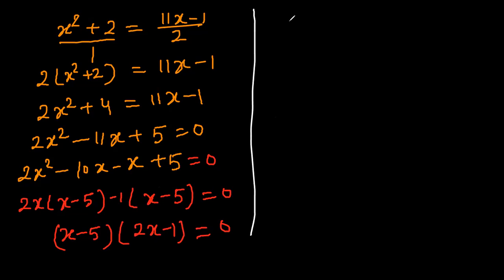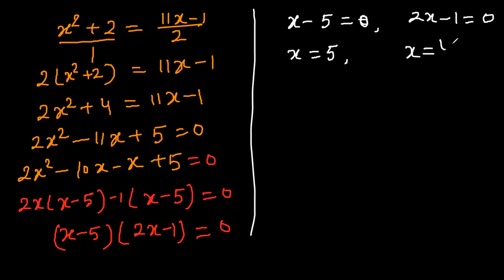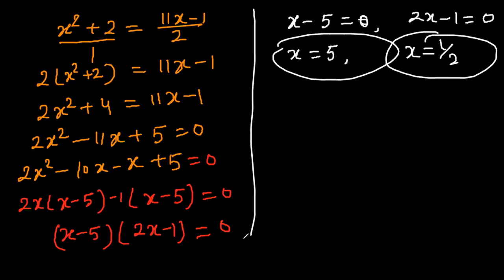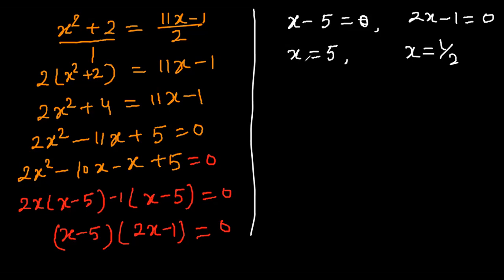That means either x minus 5 is equal to 0, or 2x minus 1 is equal to 0. This gives you x is equal to 5 or x is equal to 1/2. Both are possible because age of Nisha can be 5 years also and 1/2 also. Now we'll take both one by one.